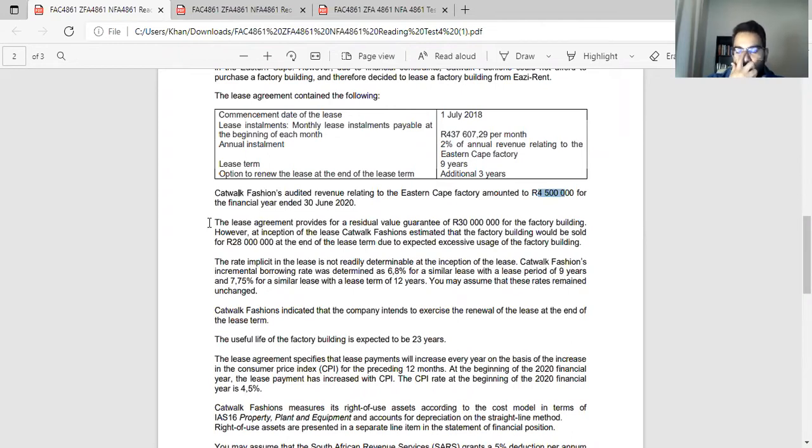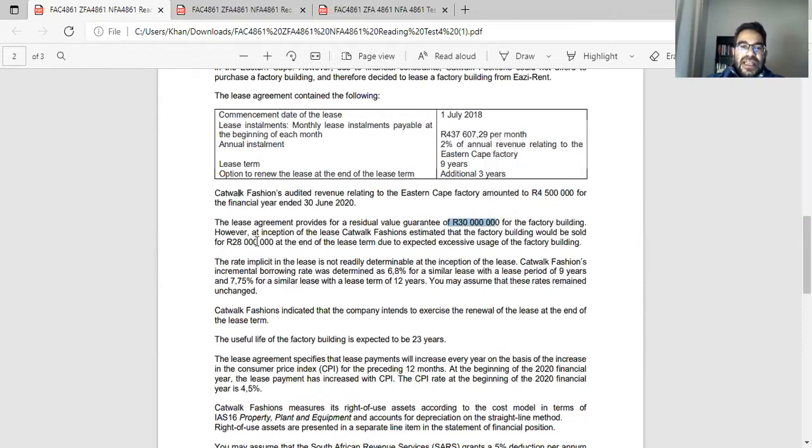So what are they doing? Remember, a guaranteed residual value you must include in the lease liability calculation. Remember, that's one of the 5 components. In no particular order, component number 1, you include fixed lease payments. Number 2, variable lease payments linked to an index. Number 3, a guaranteed residual value by the lessee. Because the lessee is guaranteeing this residual value, you must include it.